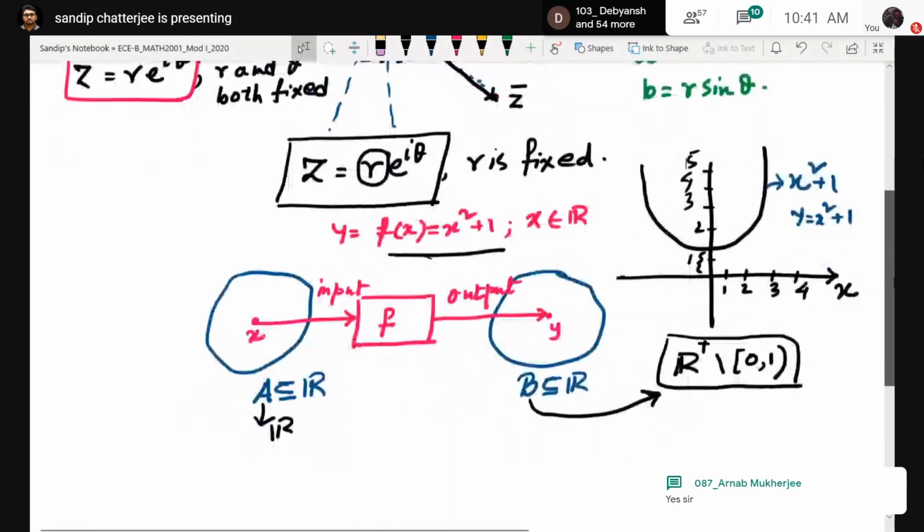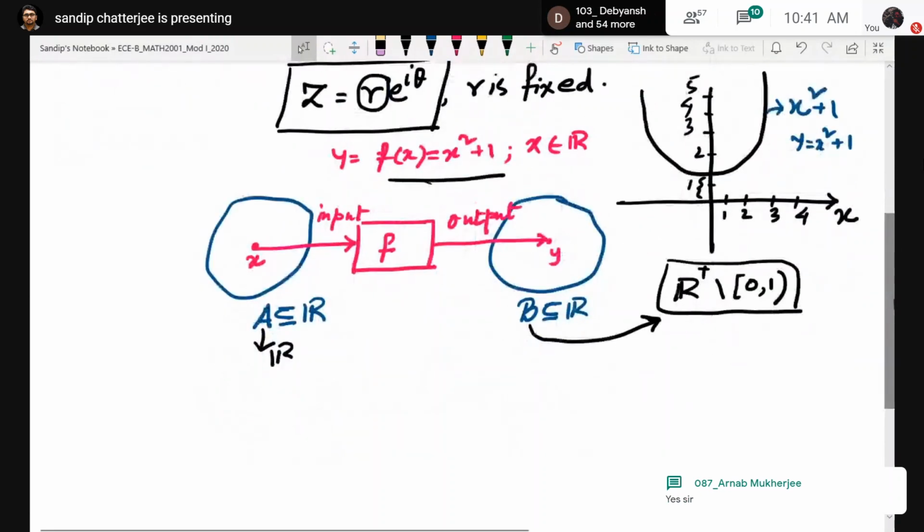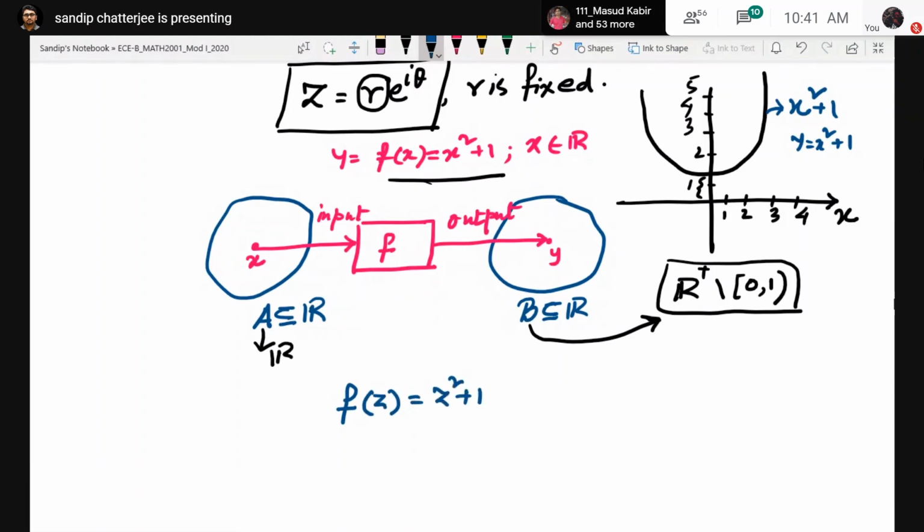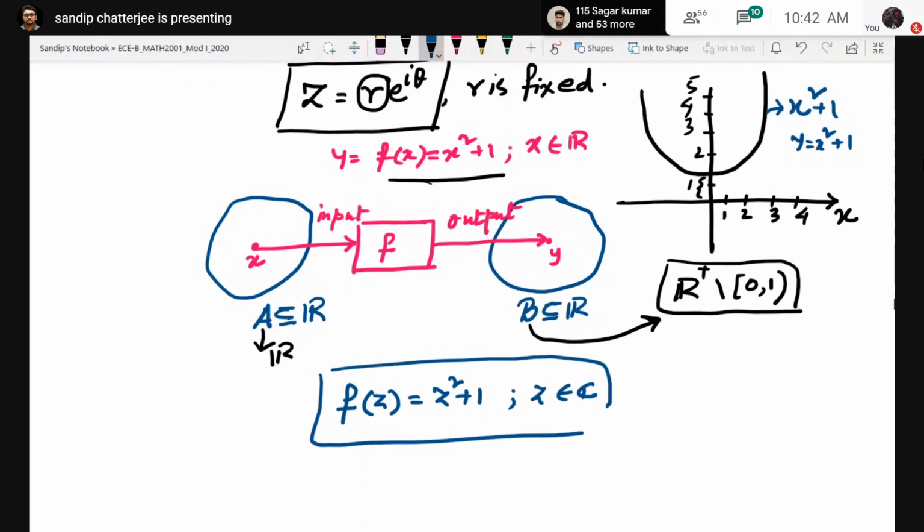Now, let us shift this definition, or uplift this definition, for functions of complex variables. Suppose now, instead of f(x) equal to x square plus 1, I'm considering a function f(z) equal to z square plus 1, where my z is a complex number. So the basic issue is how I can plot this.